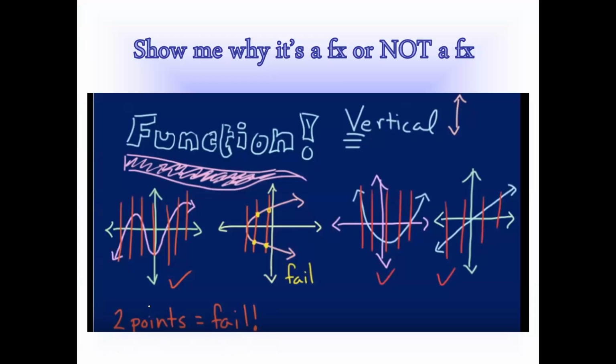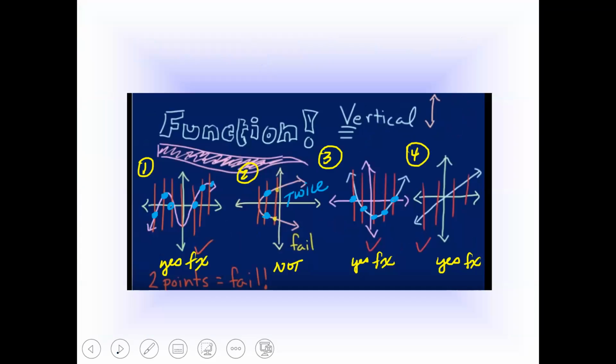You should say that the first one is a function because if you draw a vertical line test, each of these points here only touches the line once. One time, one time, one time, one time. The second one is not a function because if I draw a straight line, guess what? It touches that same line twice. So it's not a function. Third graph, it is a function because it only touches it once. Fourth line, it is a function because if I draw a line, it touches the graph once, touches the graph once.